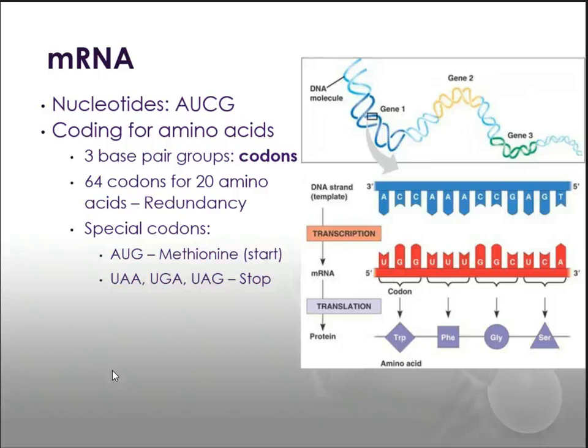There are, however, some special codons, and those are the AUG, right, the methionine, which is always the start. That tells the ribosome this is where you are going to start making the protein, right? And then there are 3 stop codons. This is where the ribosome will detach and the protein is finished.